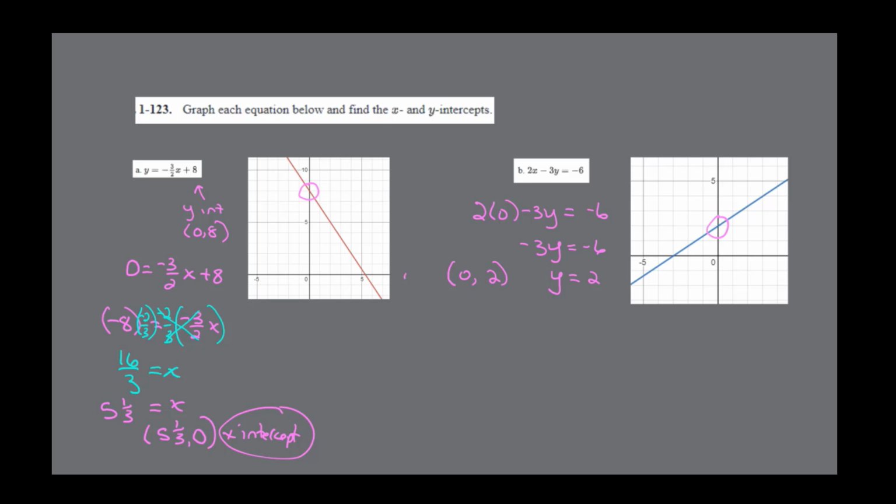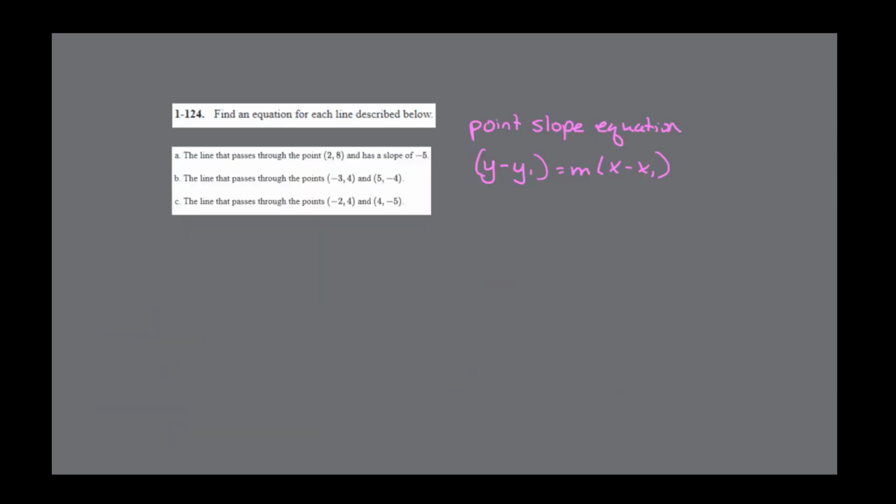For my x-intercept, I'm going to plug in 0 for y, because y would have to be 0 if it's my x-intercept. So 2x minus 3 times 0 equals negative 6. So 2x equals negative 6. We divide by 2 and it equals negative 3. So my x-intercept is (negative 3, 0), and if you look at the graph, it's at (negative 3, 0). And that ends 1-123. Moving on.